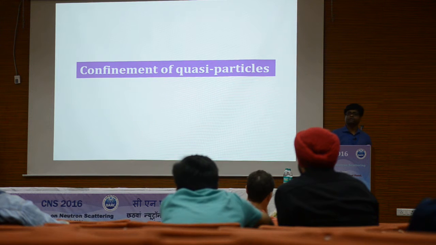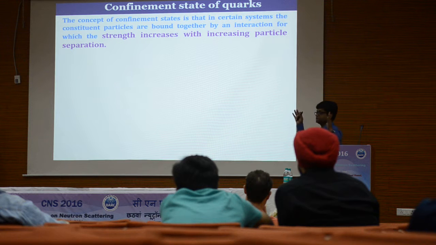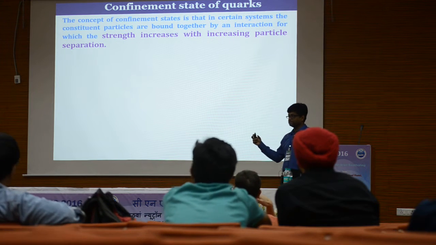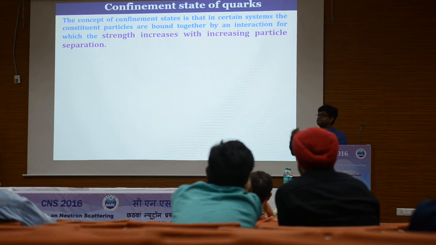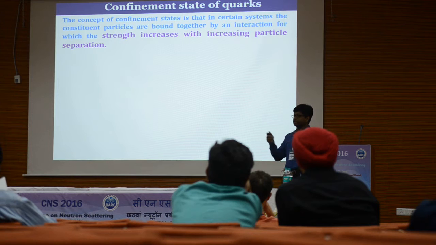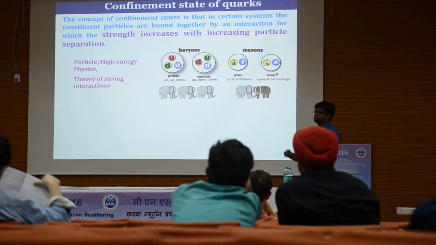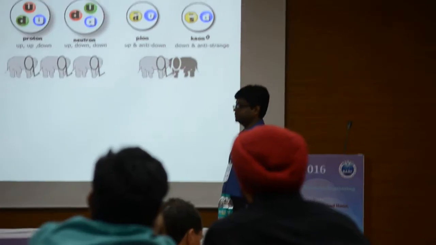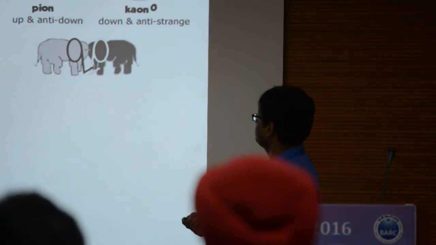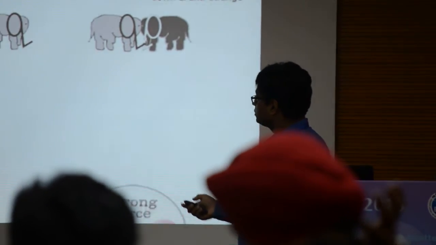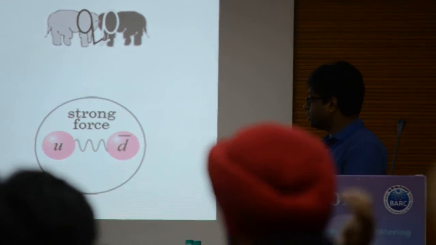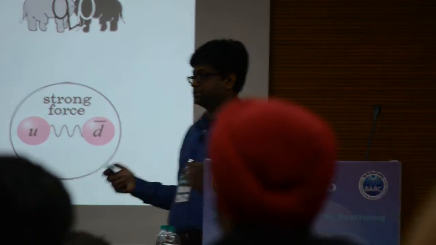So what do we mean by the confinement of quasi-particles? The idea comes when you have a system which consists of different particles such that if you separate the particles, the interaction energy increases instead of decreasing. So you cannot separate them. The concept comes from high energy physics or particle physics, like the baryons and mesons, which are formed by quarks or quark-antiquark pairs.